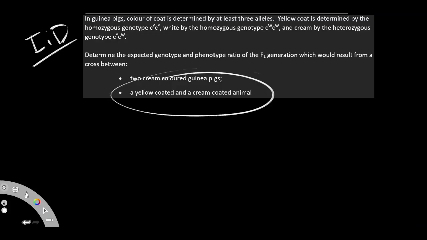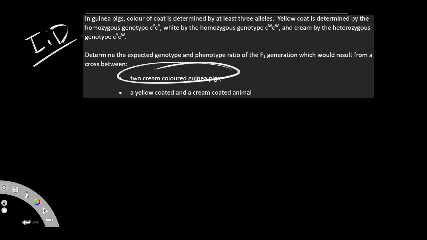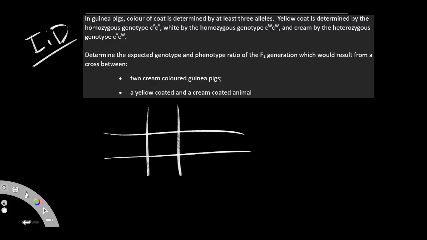However, it's like a two-parter. This is the first part of question A, and this will be the first part of the second part of question B. So in our first part, we have two cream colored. Let's put our little Punnett square again. Cream colored was the heterozygous, right? The CYCW. So we're going to put CYCW with another CYCW.